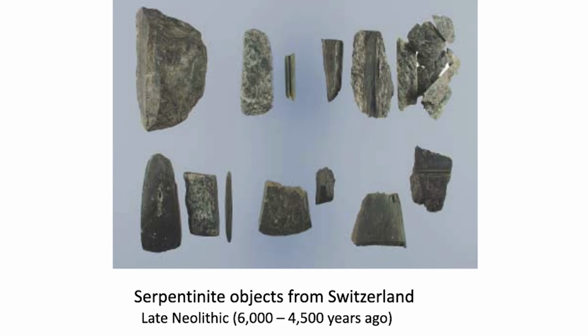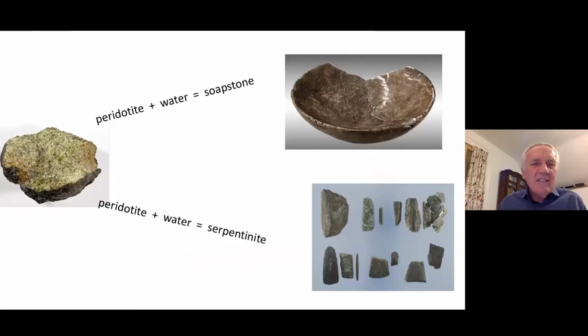And then serpentinite. It's another thing that the peridotite can be turned into. Here's some objects from Switzerland. They look like roughed out axes and other objects, again from the late Neolithic. Now, just to show what's going on, peridotite is a rock that has no water in it at all, and it reacts with water to make these two kinds of rock. Peridotite plus water can be turned into soapstone, and peridotite plus water can be turned into serpentinite. So in this case, it's not just heat and squeezing, but it's the addition of water to the rock that leads to metamorphism.